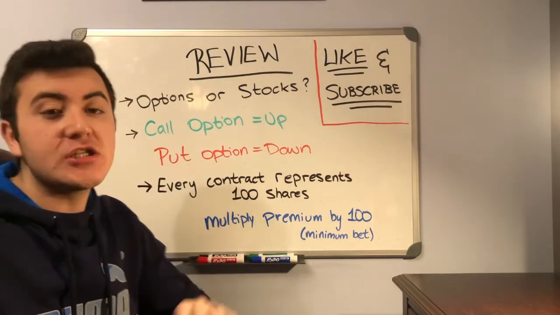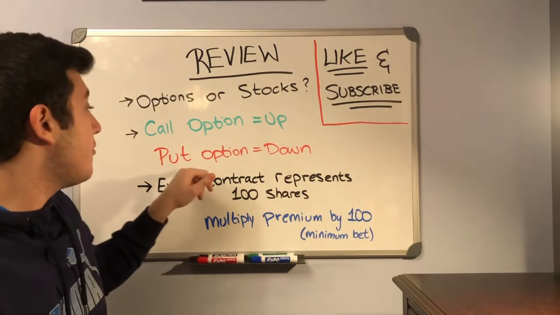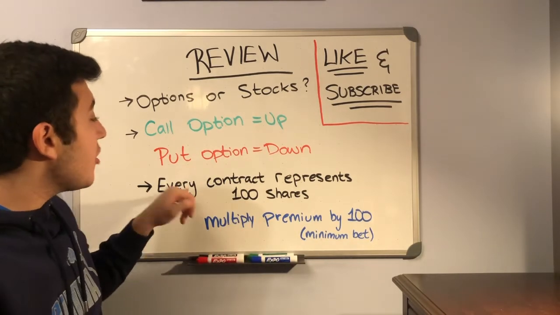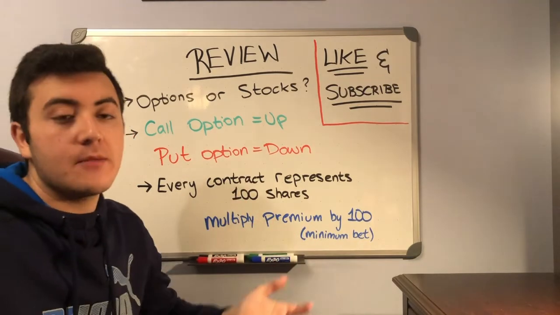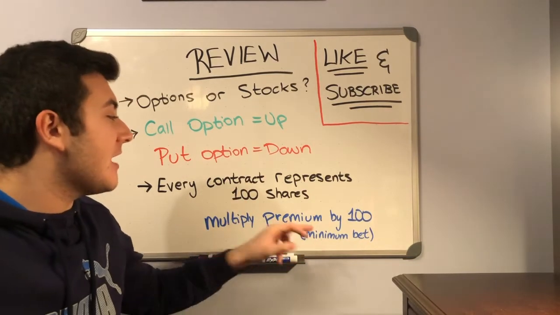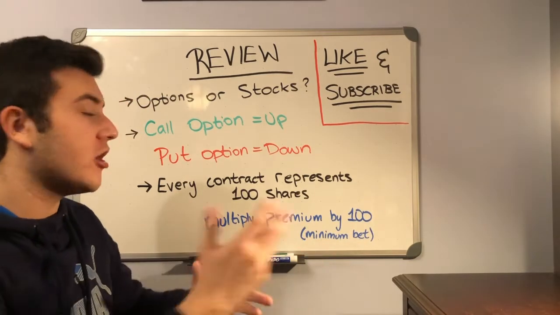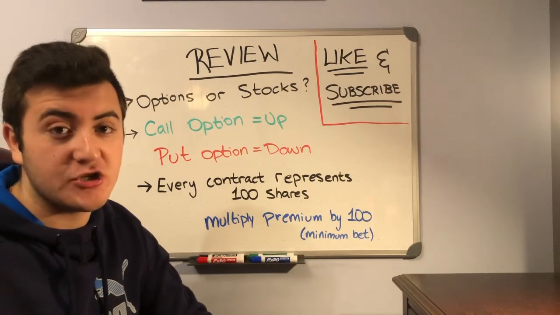Next, call options are basically you're betting that a stock will go up over time by a certain date. And a put option is you're betting that the stock is going to go down. And lastly, every contract represents 100 shares. So what you have to do is multiply the premium by 100, and that is the minimum bet for buying one contract, okay? And for every contract after that, you just multiply by the number of contracts you're purchasing.